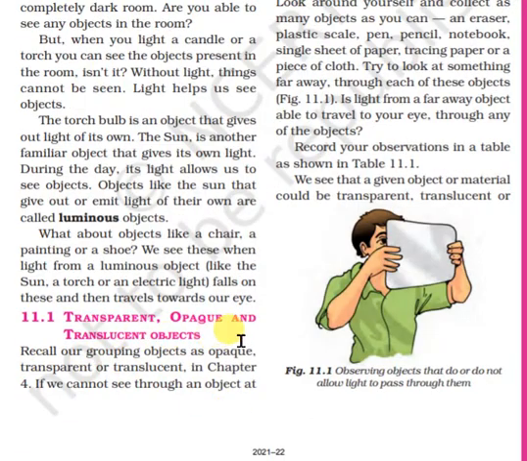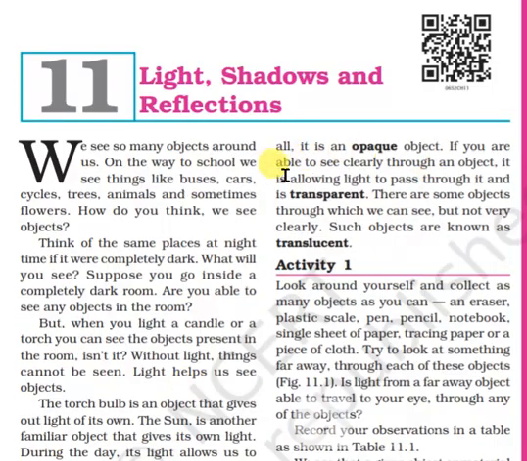Transparent, opaque, and translucent objects. Recall our grouping objects as opaque, transparent, or translucent in chapter 4. If we cannot see through an object at all, it is an opaque object. If you are able to see clearly through an object, it is allowing light to pass through it and is transparent. There are some objects through which we can see but not very clearly. Such objects are known as translucent.